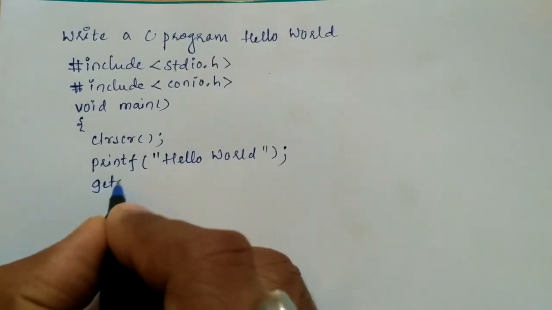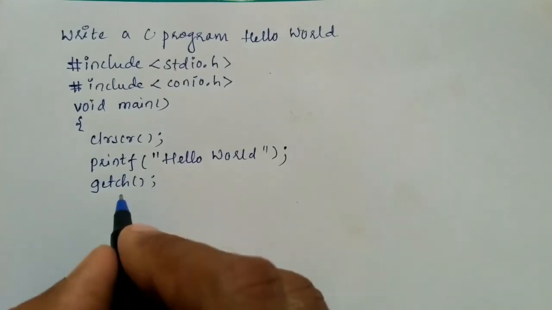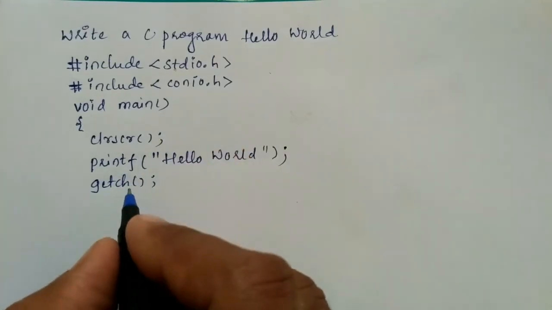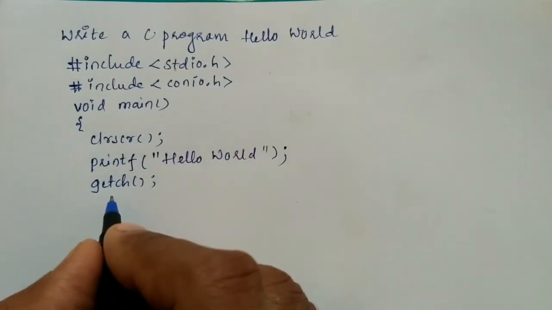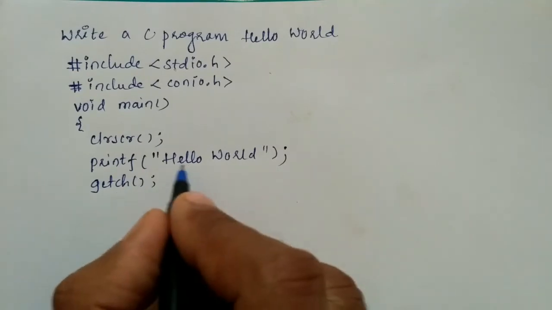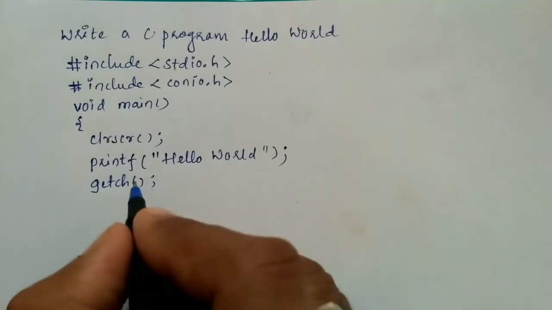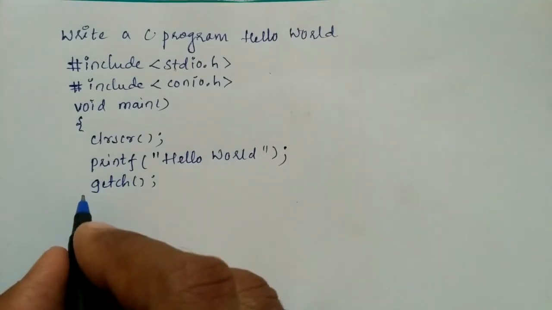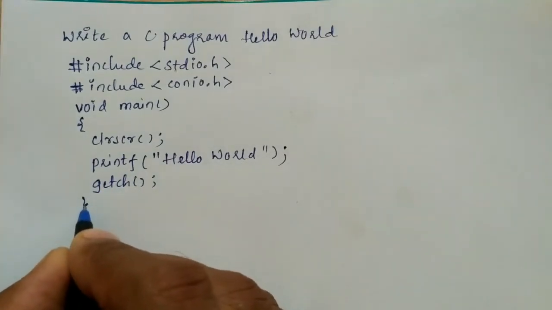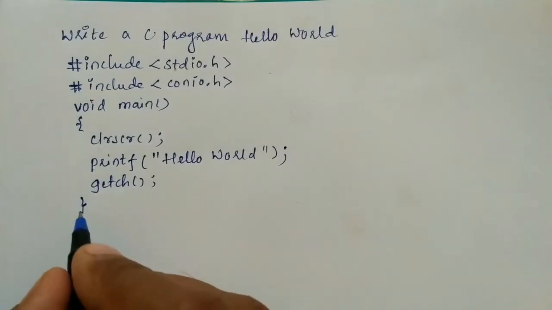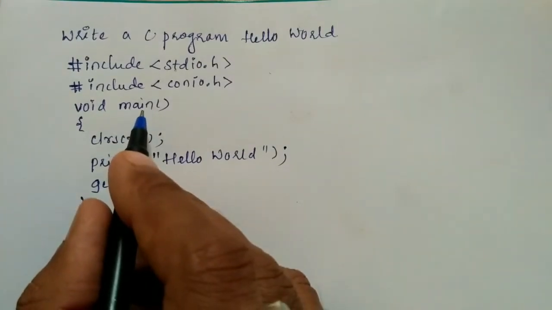Now we'll write getch. So this is another function which is present in the conio.h header file, and this particular function will keep this hello world intact onto the console till the user presses any key from the keyboard. Next, the curly closing brace indicates the termination point of the main function.